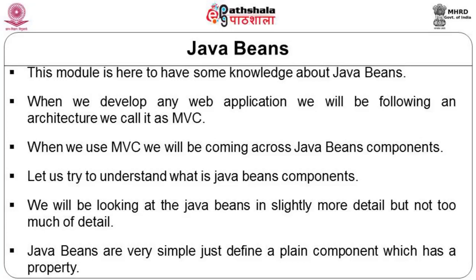Let us try to understand what is a Java Bean component. We will be looking at Java Beans in slightly more detail, but not too much detail. We will not go into each and every bit of it, but we will try to get a feel of the depth of Java Beans. Java Beans can be very simple. If we define Java Beans, it can be a very simple thing, just a plain Java component which has got properties. What do we mean by it having just properties?